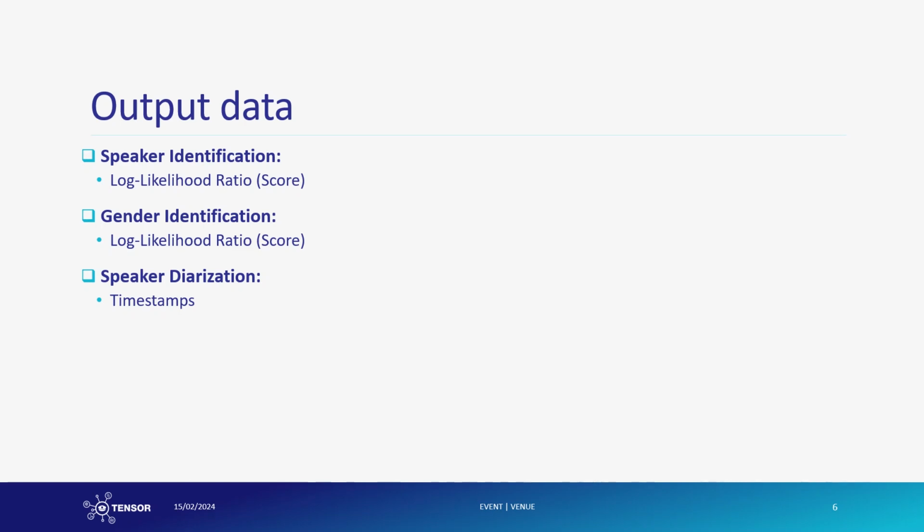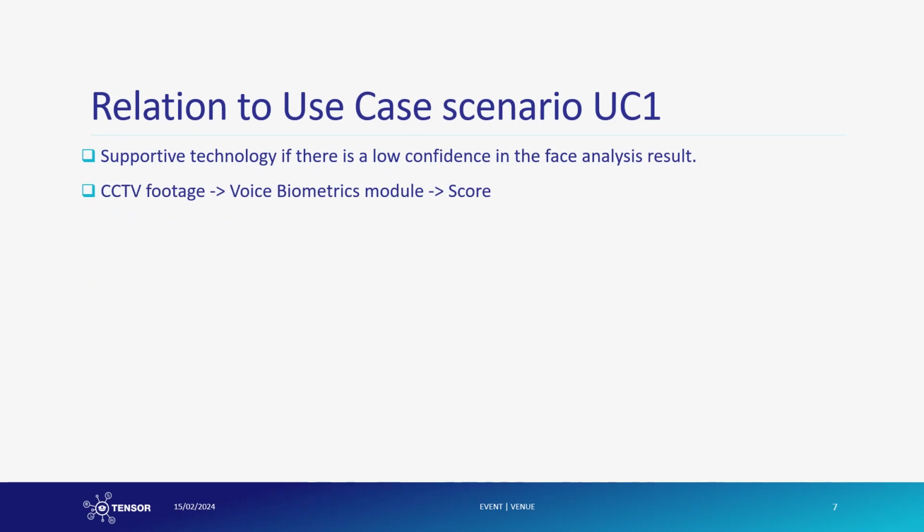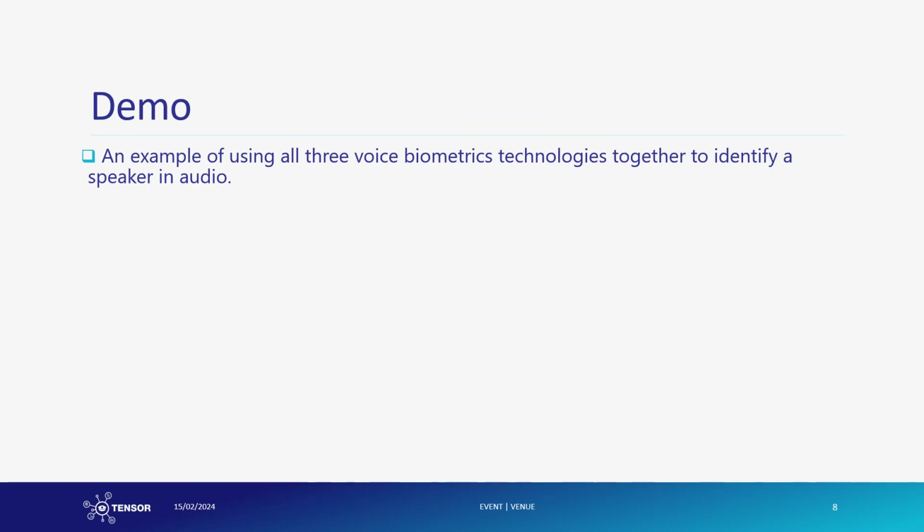For speaker diarization, the results are provided in the form of timestamps, labeling the exact position of individual speakers in the mono audio recording. Our voice biometrics technologies will be applied in use case 1, which aims to assist the police in identifying and verifying criminals involved in a bank robbery. Specifically, it will be used as a supportive technology when the user decides to proceed with voice analysis because the face analysis result is of low confidence. The audio recording from the CCTV footage is sent to the voice biometrics module for further processing, returning a list of possible voiceprint matches based on a score value exceeding a given threshold. Let's demonstrate how these voice biometrics technologies can be used to help solve this use case.